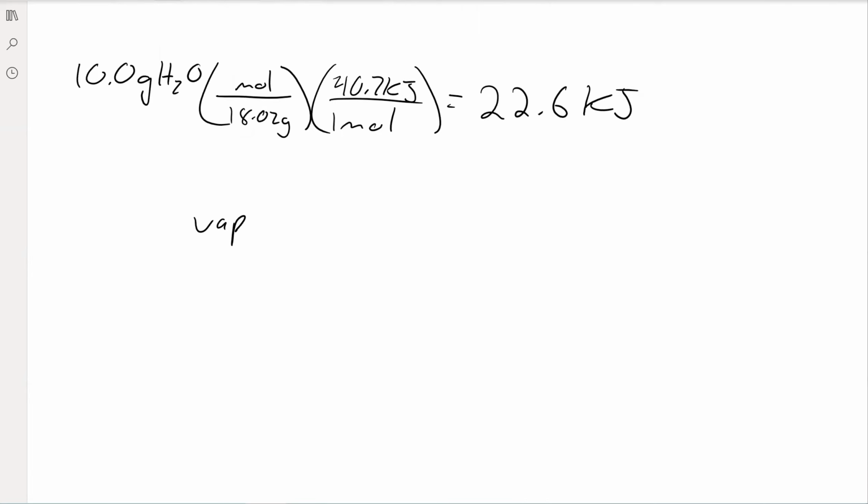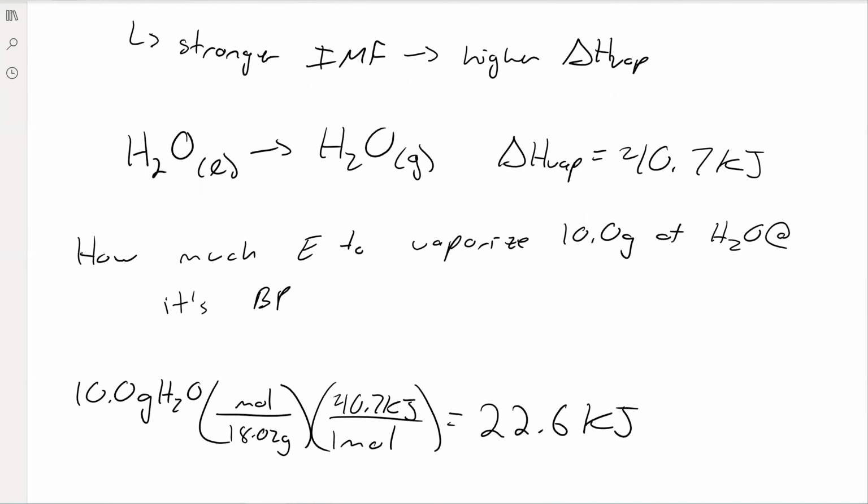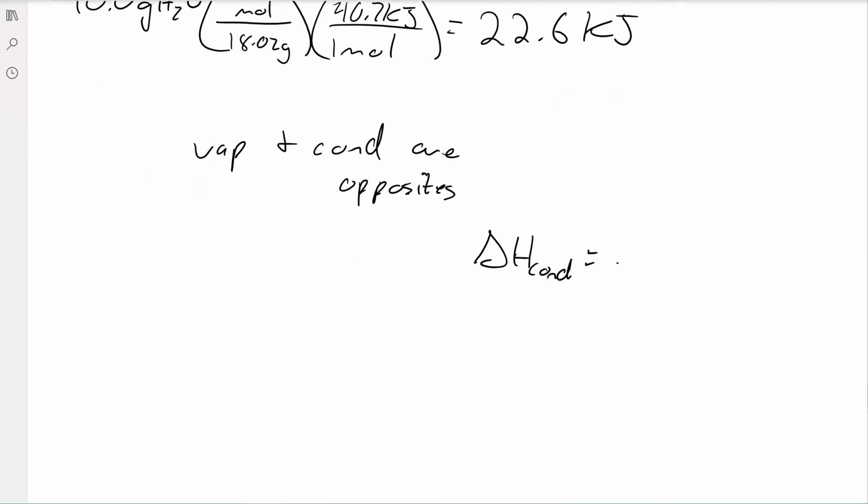Note that vaporization and condensation are opposites of one another. And so the delta H of condensation is the same as the delta H of vaporization, just the sign is opposite. So this is negative 40.7 kilojoules. Know what that means, though? It means that condensation is an exothermic process.